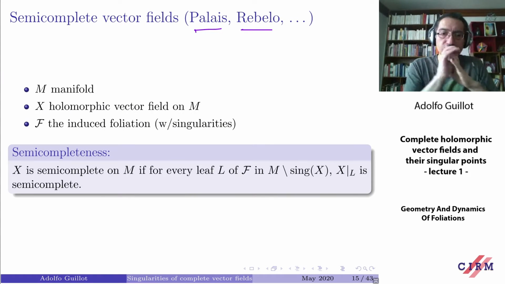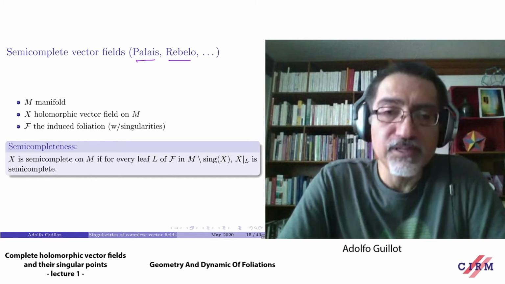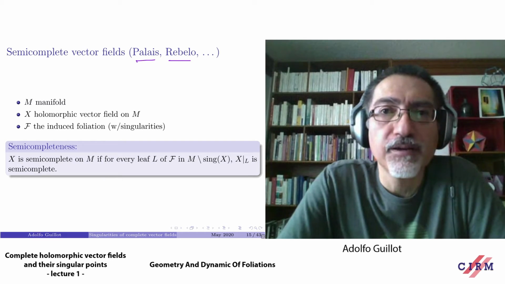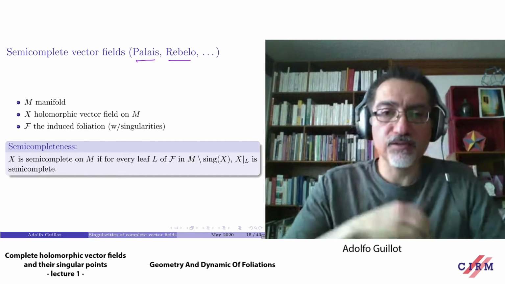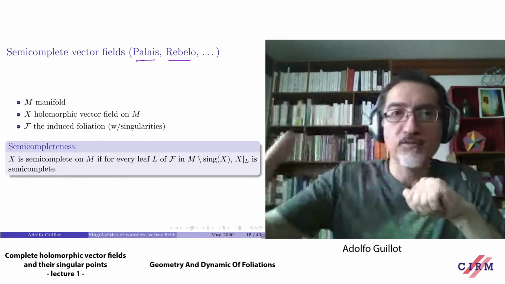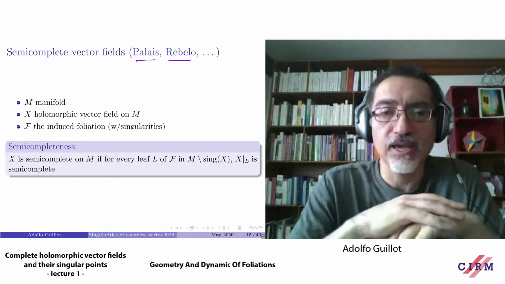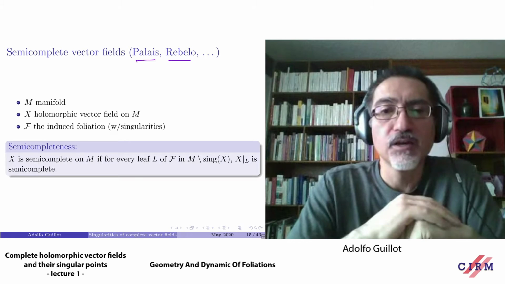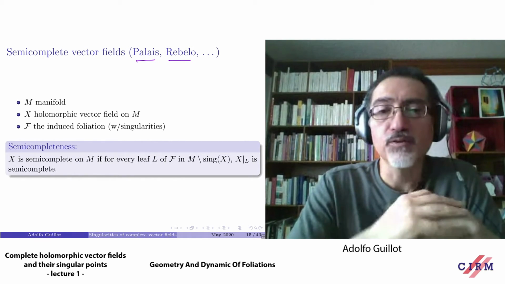A complete vector field is one where, I forgot to tell you this when I was talking about semi-completeness in curves. If you have a complete vector field, it means that the solution may be defined for all time. So in this case, your omega, in the previous slides, will be just the whole complex plane C. So this condition of properness will be satisfied for free, because the only way to escape from every compact subset of C is just to escape from every compact subset of C. So if your vector field is complete, it will be semi-complete.